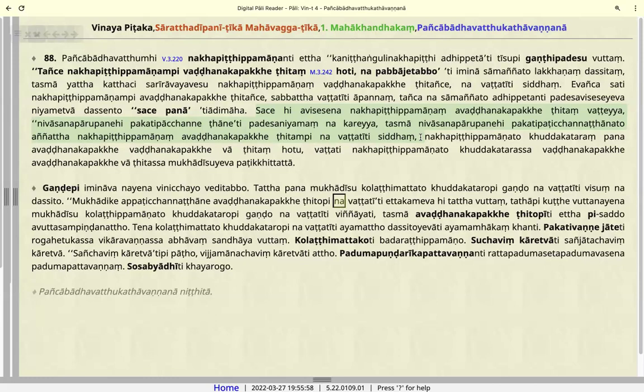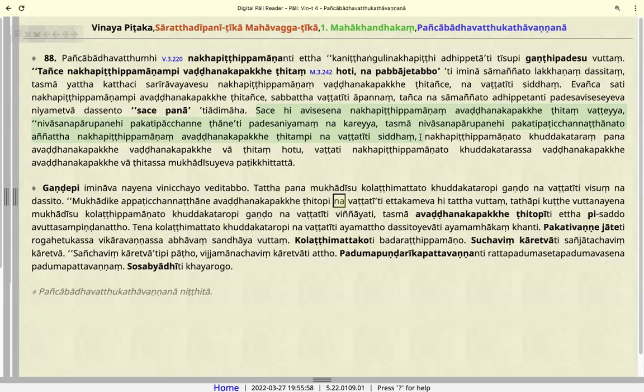Niwa sana paru banehi pagati pichani thani di padisa niman nagariya. The commentator should not do this. Pointed out the place like this, niwasana parubanehi pagade patechani thani, should not be said like this. If he doesn't want to point out the specific place, and also if he wants to say generally avisisina and saminya in the same meaning, he should not say niwasana parubanehi and so on.